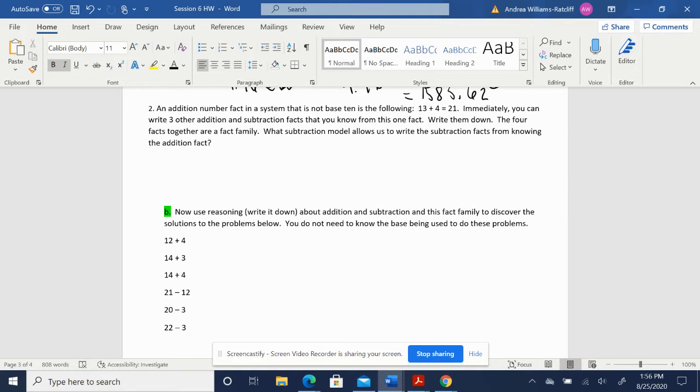Immediately, let's write some other addition and subtraction facts that we know based off this. So let's write this down, and I'm going to label this first sentence here as my first fact. Okay. So what other things do we know? We should know that if I have the inverse of that fact, this same sentence should be true.